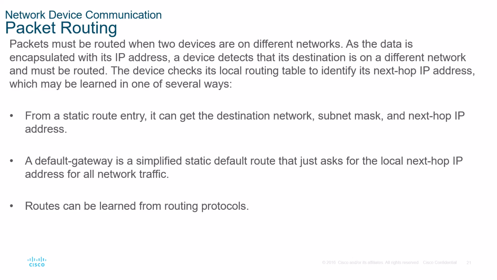Again, all of this is pretty much CCNA material. A device will detect the destination on a different network. It must be routed. The device will check for a local routing table to identify next hop, and that might be in several different ways. A static route, default gateway, or a dynamic routing protocol. Alright, so let's draw this out. Let's see what the heck this really means.